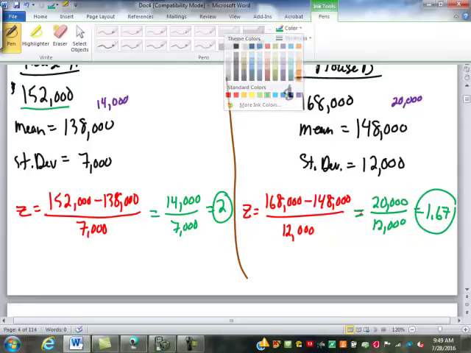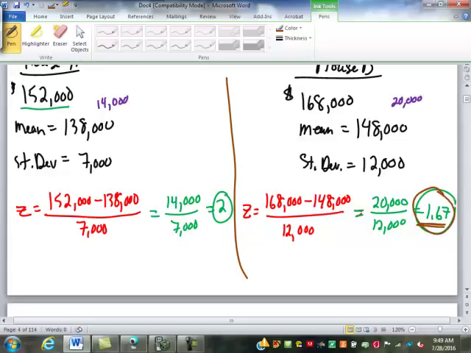That house is only 1.67 standard deviations above the mean for that neighborhood. So technically, this one's a better deal. This is a more expensive home compared to the homes in its neighborhood. Does that make sense?